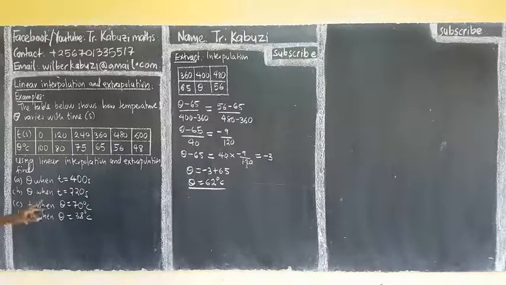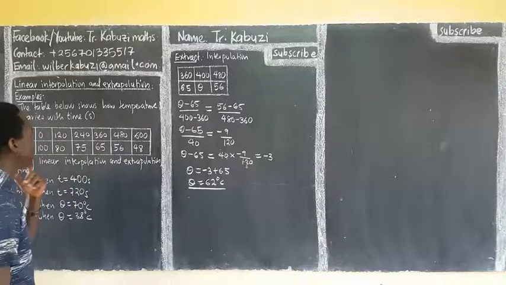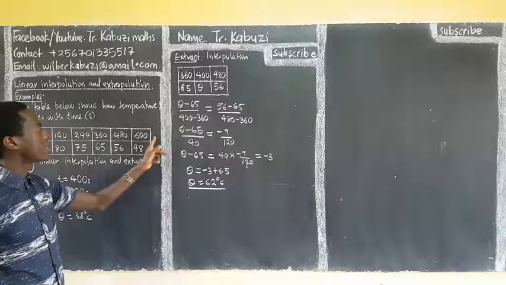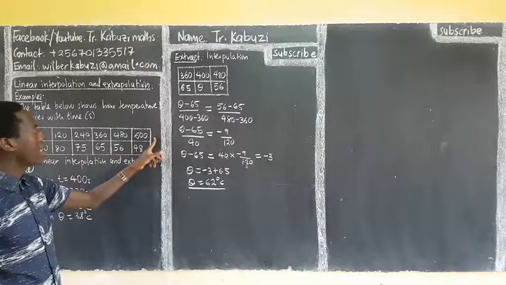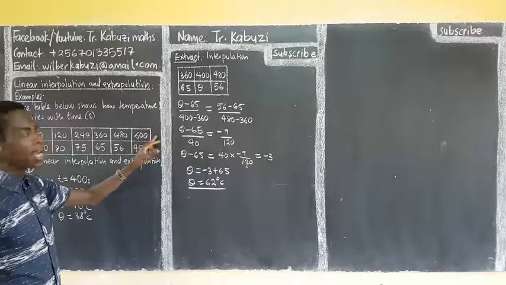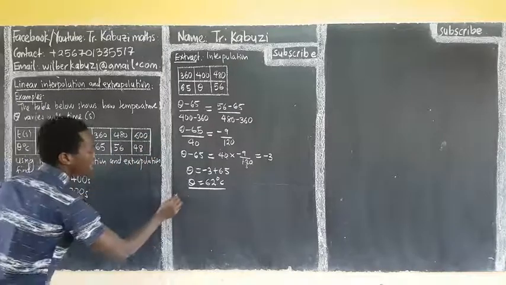Now, when you come to this one, they want us to find theta when t is 720. Where is 720? So that 720 is going to be beyond this. So now we take this extract here. Now we take these last two, and then we take that extract we are going to use.